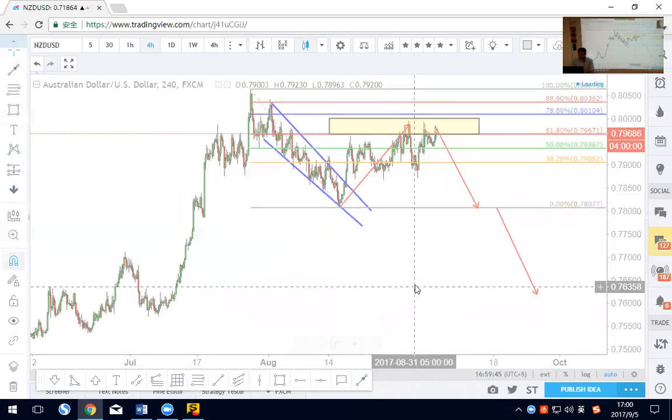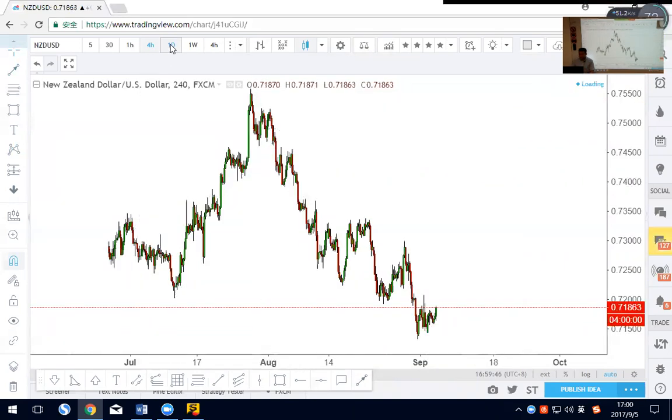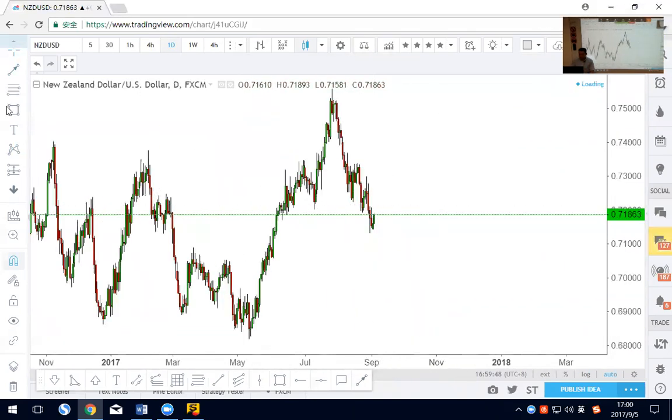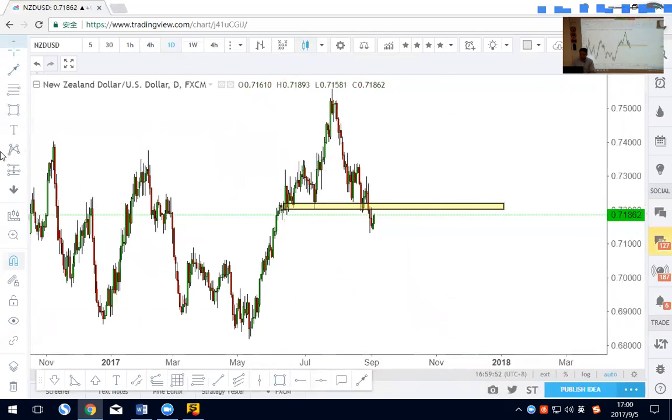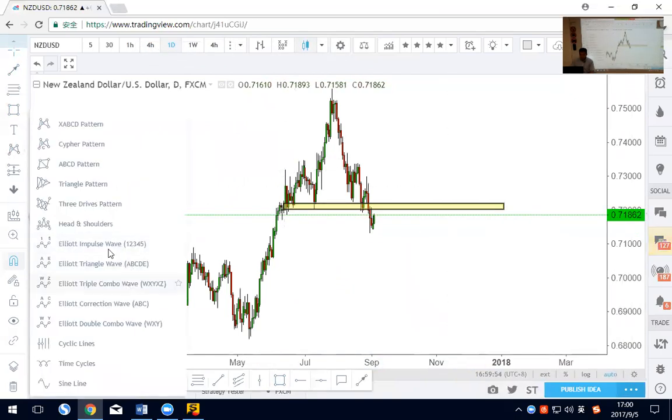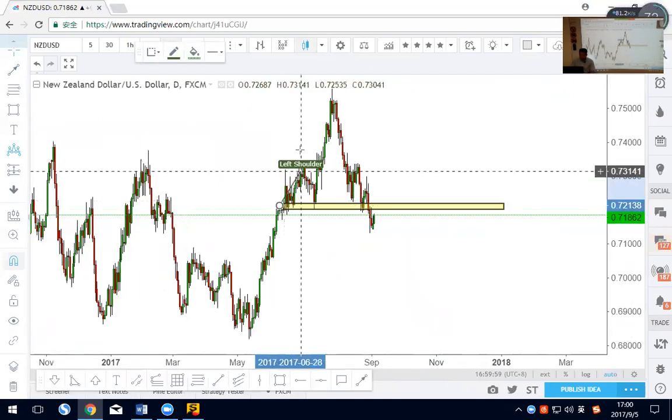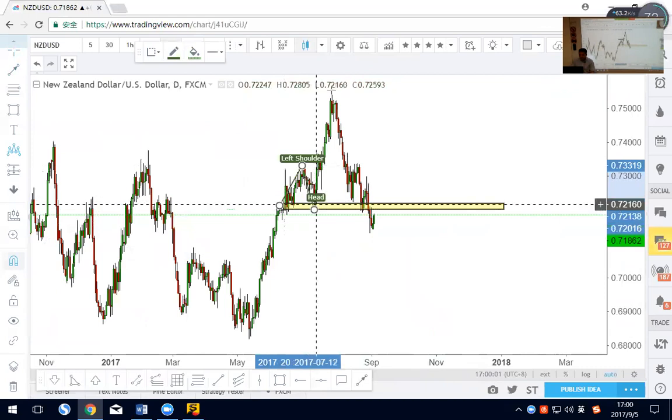For the Kiwi dollar, the Kiwi in the daily chart is completing its head and shoulders. This head and shoulders pattern tells you that the Kiwi is finished and no longer bullish. It's no longer bullish.